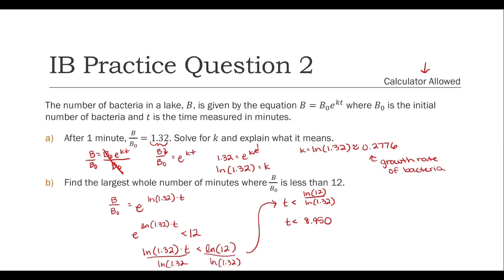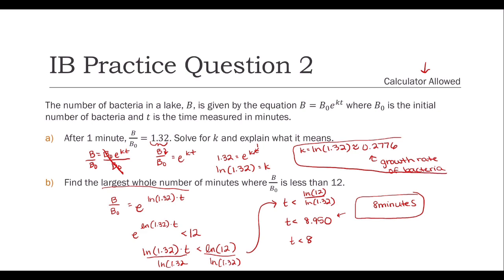8.950. So it says to find the largest whole number where it's less than 12. So we can't go up to 9, so our t would have to be less than 8. So 8 minutes is the last time where B over B naught is less than 12. And then here was our answer to part A.